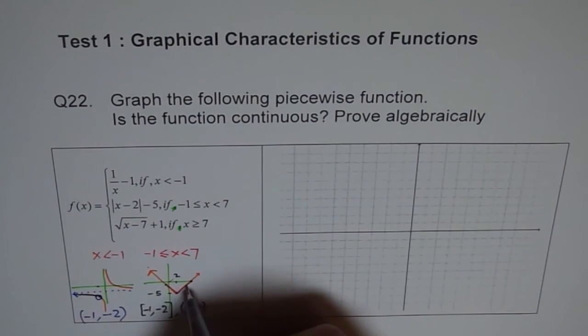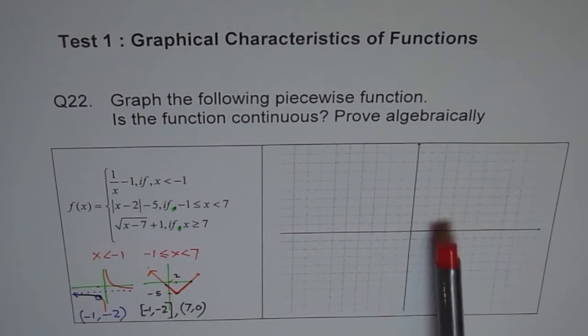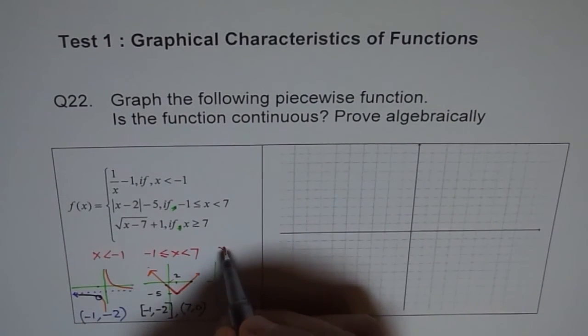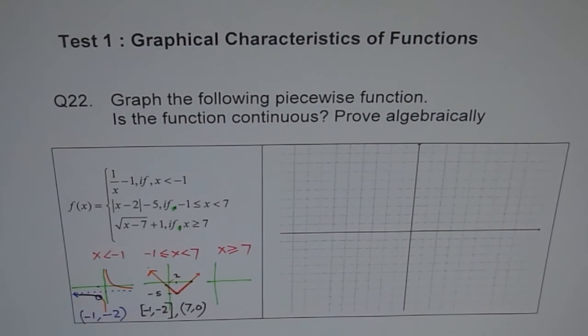So this is my absolute function which I'll be considering in my graph here. Now let's look into the square root function. Okay. Now square root function, we see it is valid from x greater than equal to 7, right? So, and let's try to sketch this function.